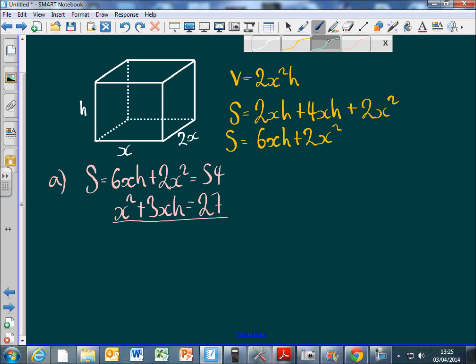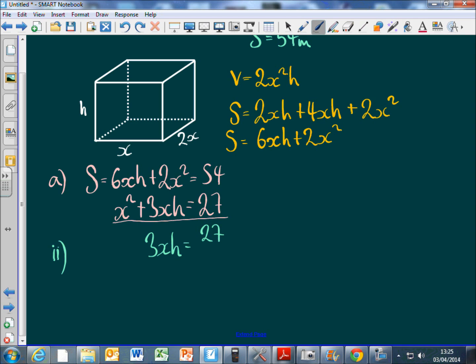So this is A(ii). Taking the same equation and just bringing stuff over, 3xh equals what? 27 minus x squared.